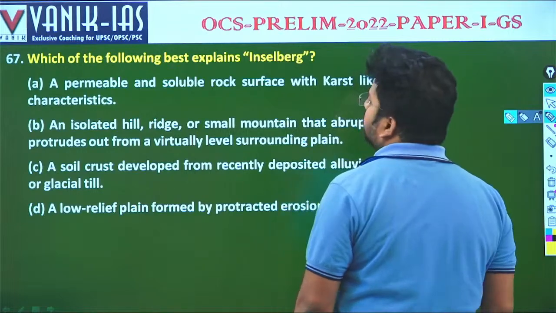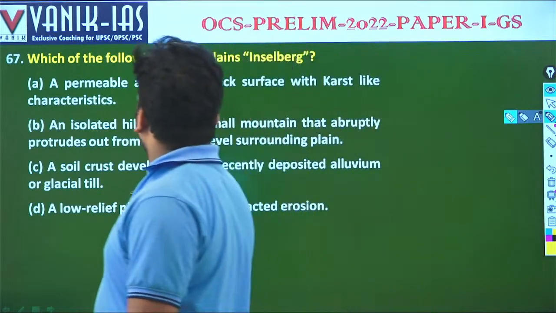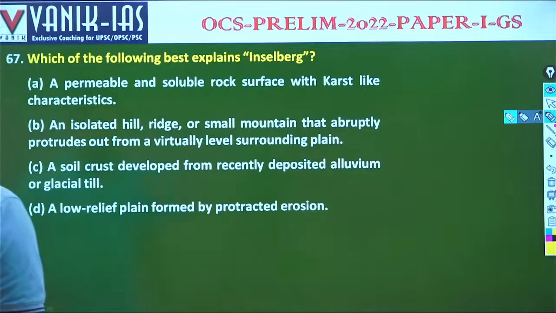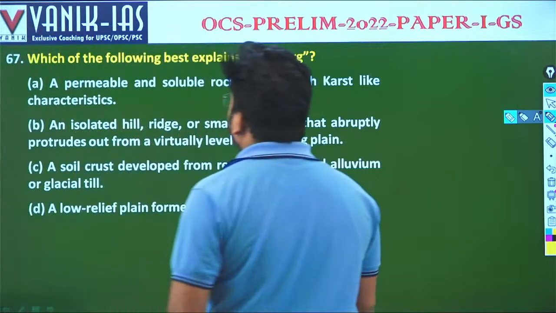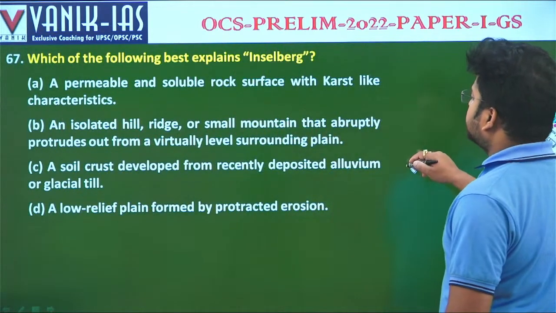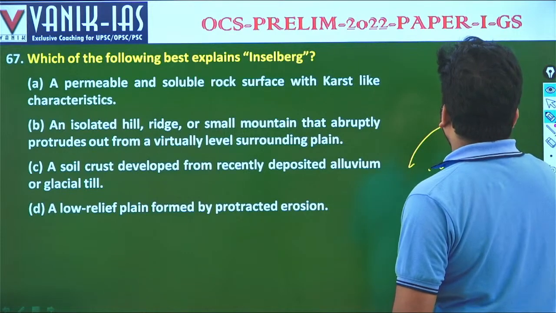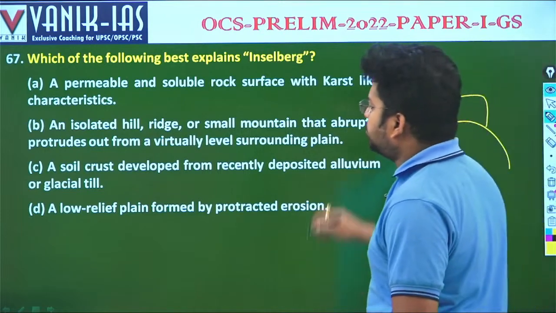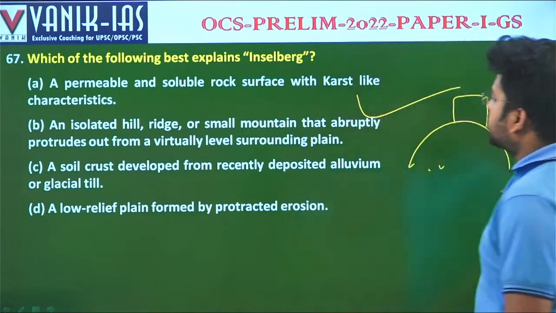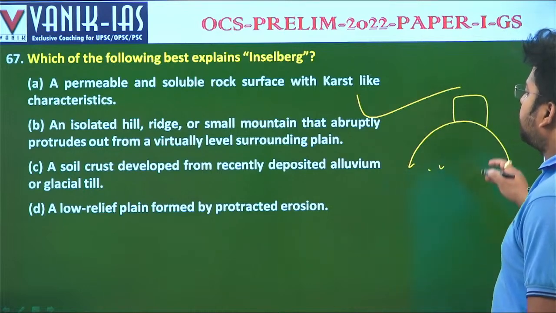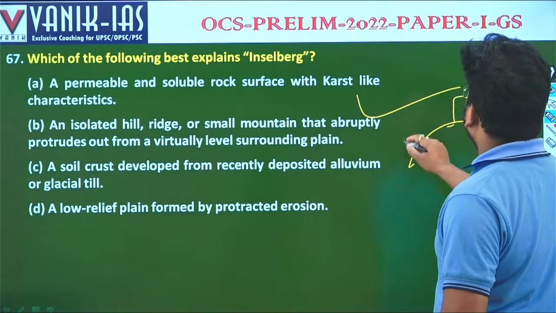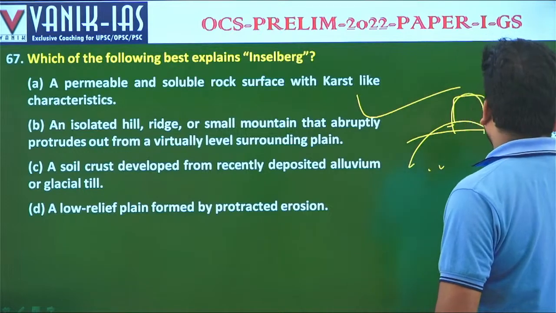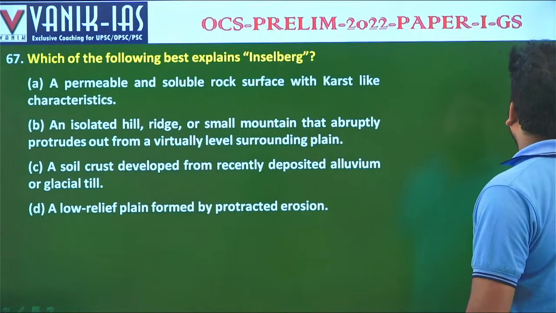Which of the following is the best example of an inselberg? An isolated hill, ridge or small mountain that abruptly protrudes out of a virtually level surrounding plain. Such a structure is called an inselberg. It is like a plain, but with such a structure, that is called an inselberg.